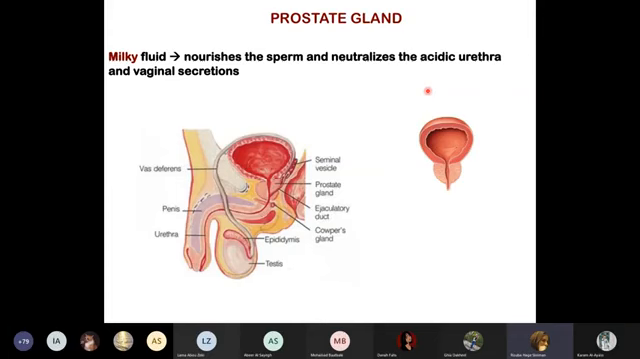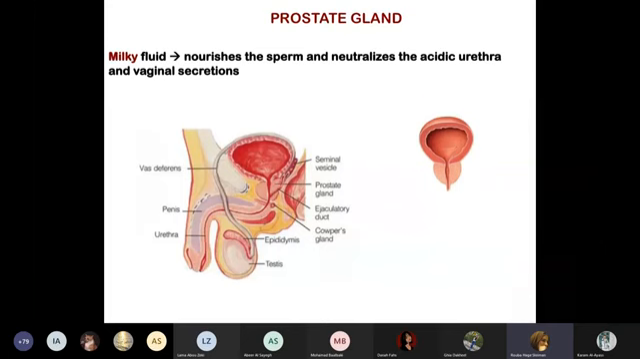So this prostate gland that you can see here is a walnut-sized gland that is located below the urinary bladder in front of the rectum.